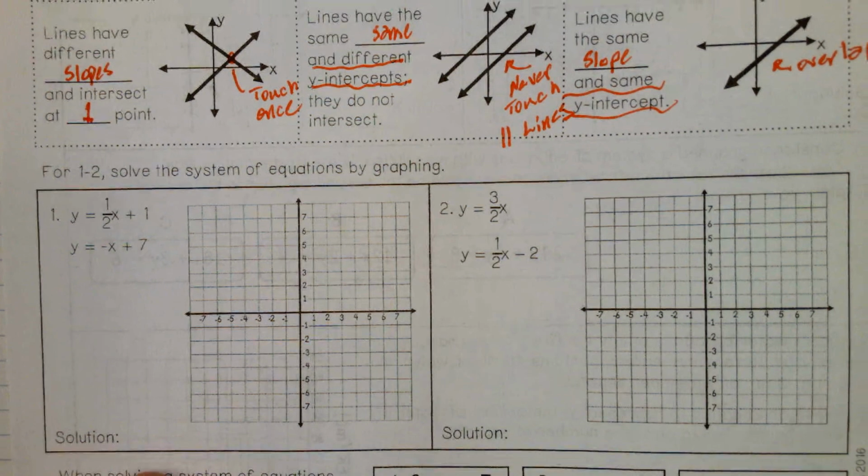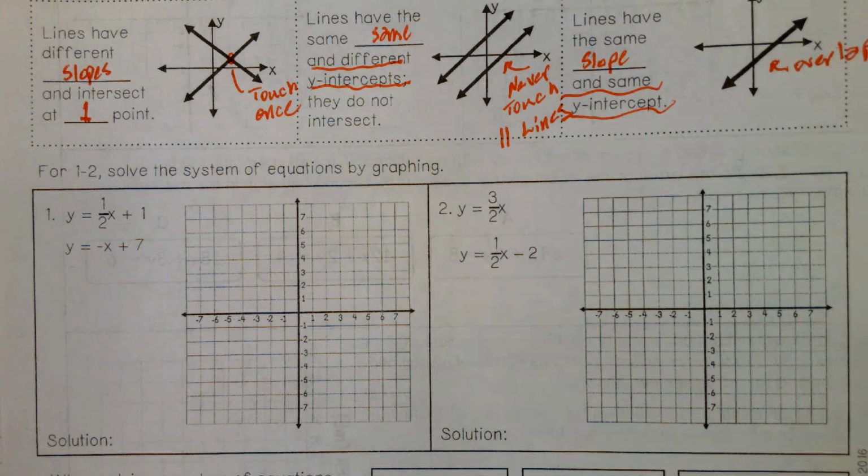Okay, guys, moving on. So now we're going to refresh our memory on how to graph lines. But we're going to graph two lines on the same coordinate plane. And hopefully they intersect somewhere. If they intersect somewhere, whatever that location is, that's the solution. Okay? So let's refresh our memories.